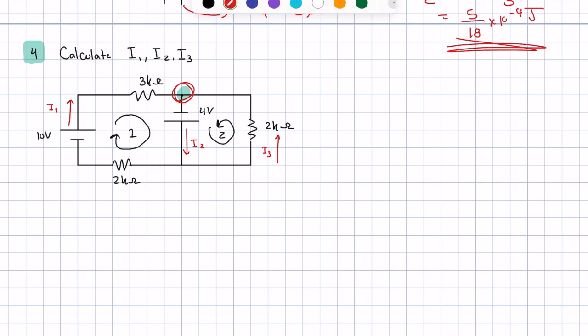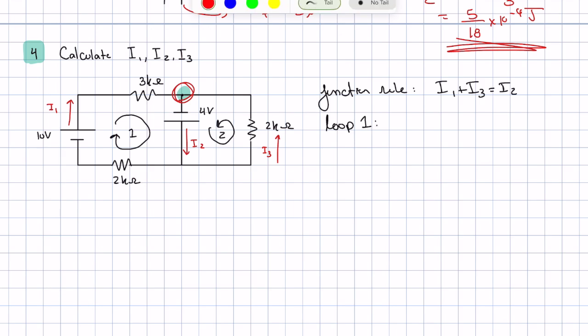And let us now figure out what currents are coming in and what currents are coming out. So junction rule. I1 is coming in, I3 is coming in, I2 is going out. So that means I1 plus I3 is equal to I2. Let's now look at loop 1. I drew it like this.